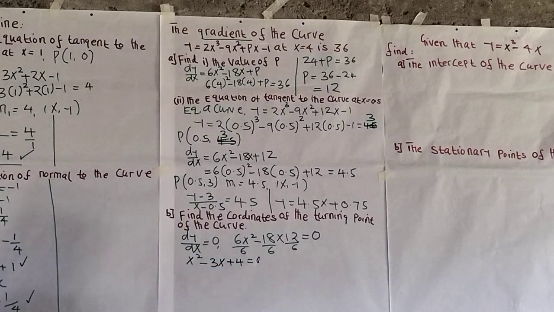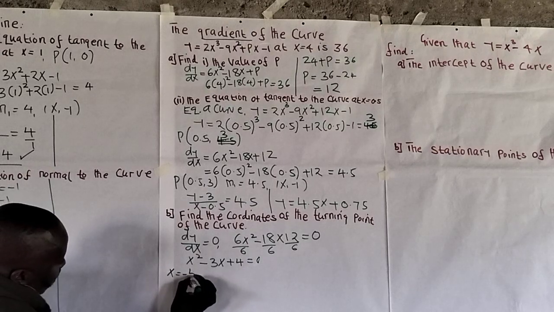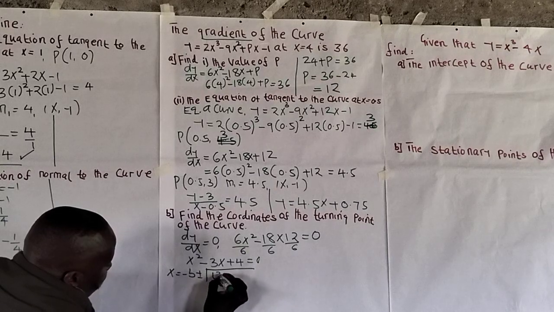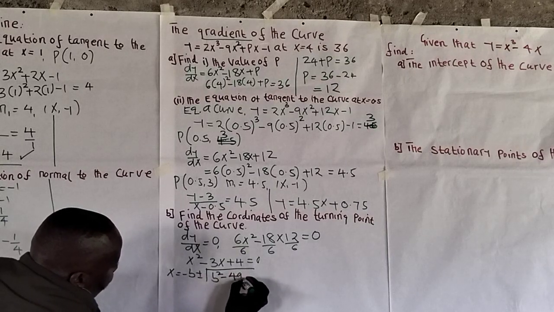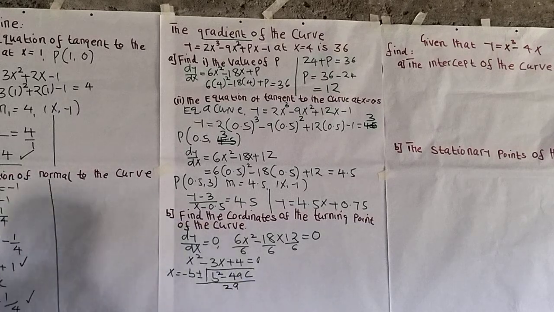So if you decide to use the quadratic formula, the quadratic formula normally says that x is equal to negative b plus or minus the square root of b squared minus 4ac, then you divide by 2 multiplied by a.